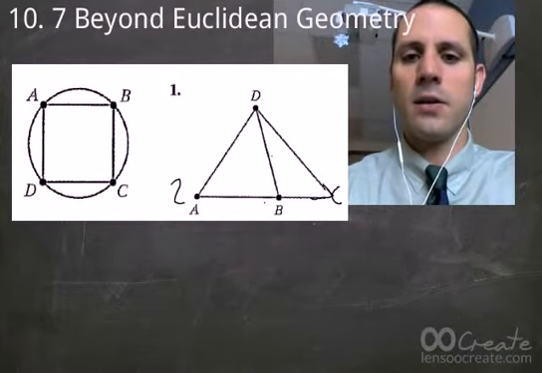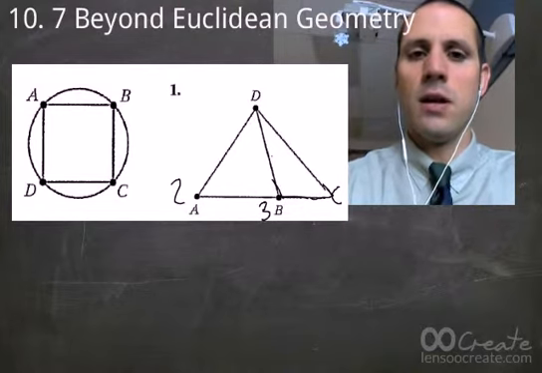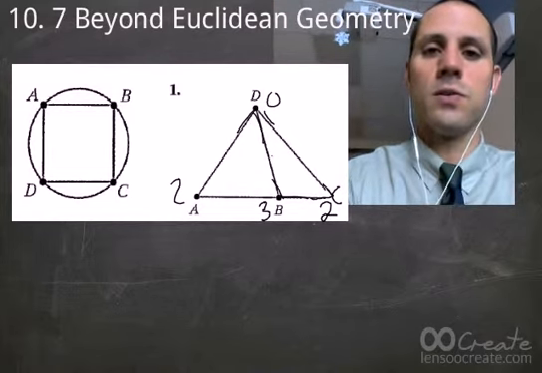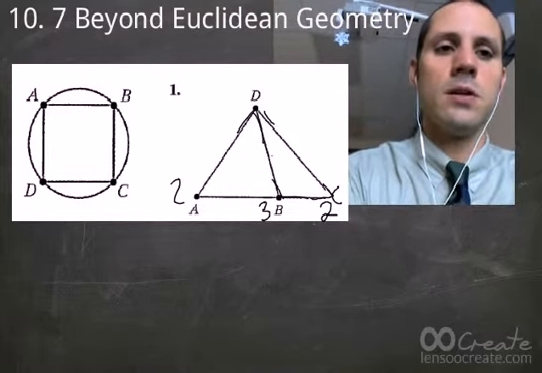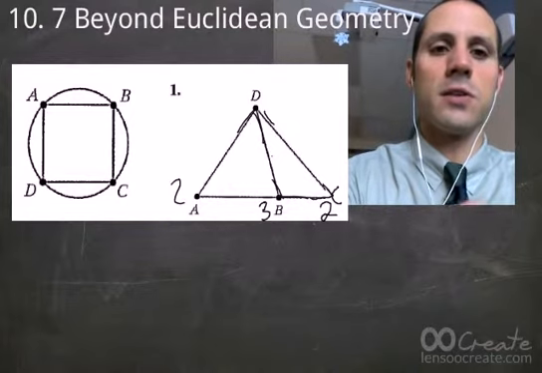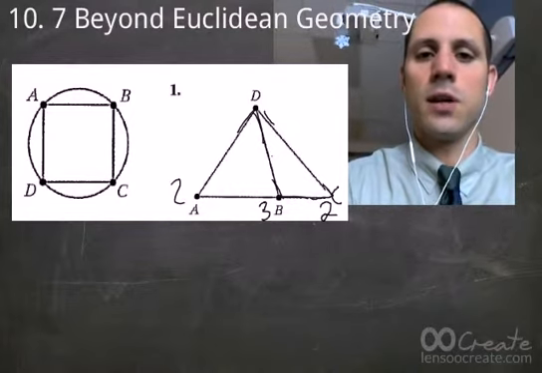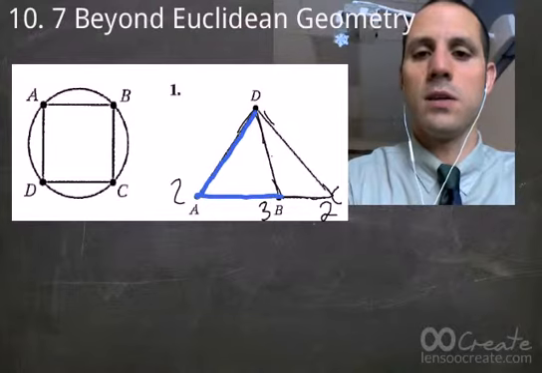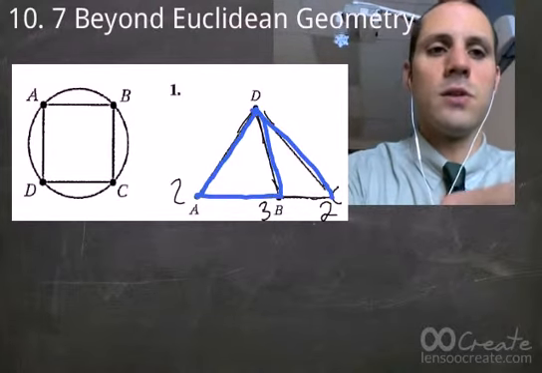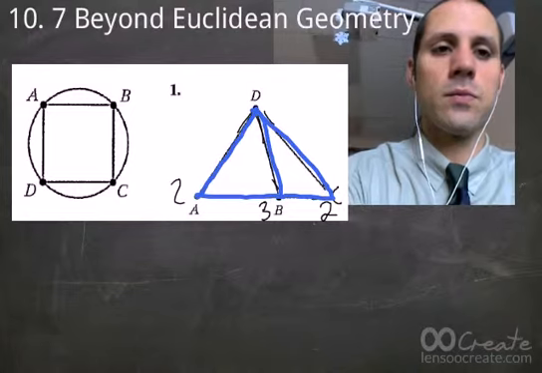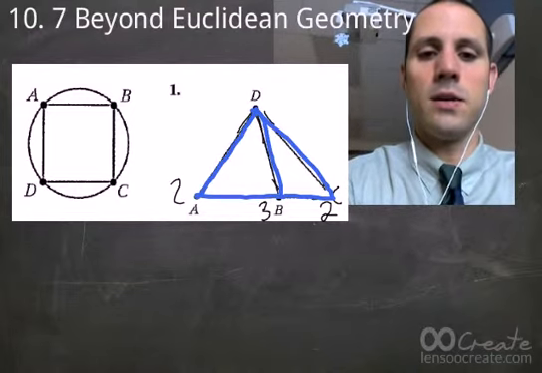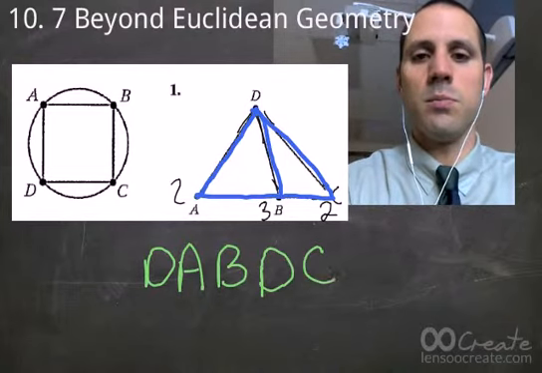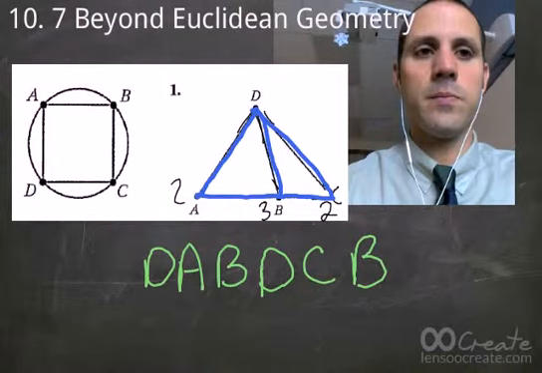A is even, B is odd, C is even, and D is odd. So I have exactly 2 odd vertices, which is traversable. So let's go ahead and give it a shot, as long as I start at one of the odd vertices. So starting at D, to A, to B, to D, to C, to B. So let's go ahead and list out our path. I went D, A, B, D, C, B.